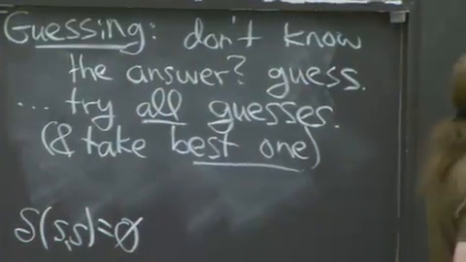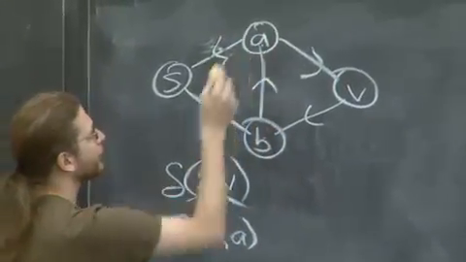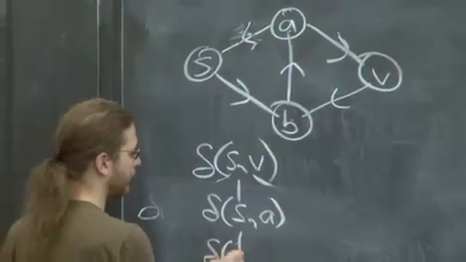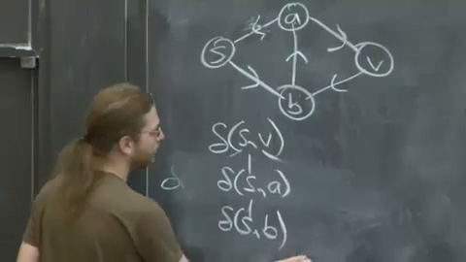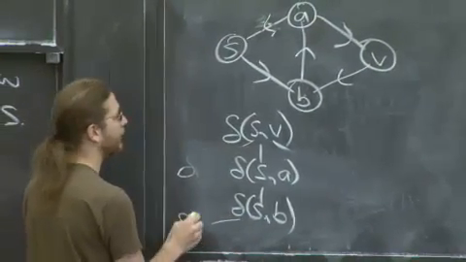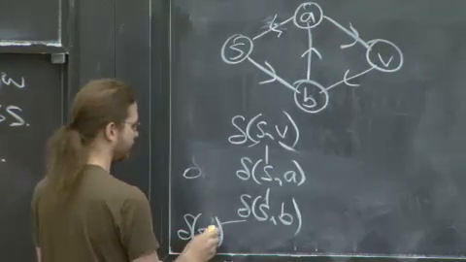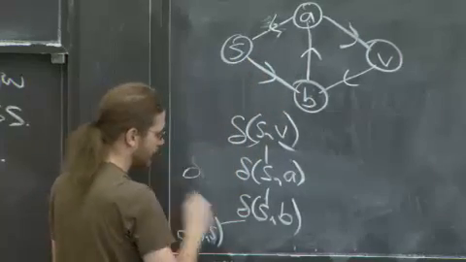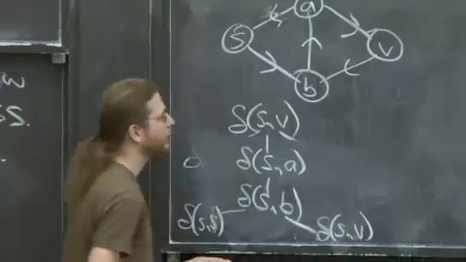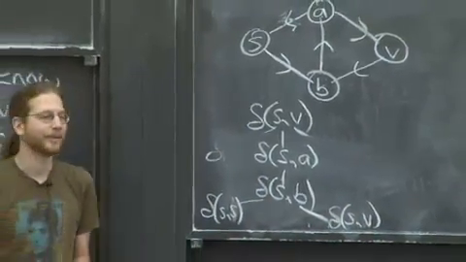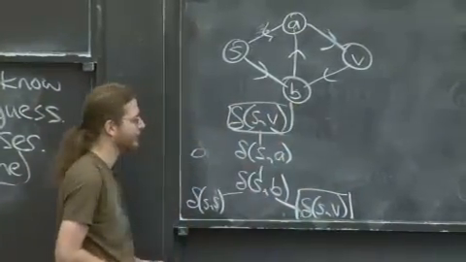OK, delta of s comma a plus the edge. There's some shortest path to a. To compute the shortest path to a, we look at all the incoming edges to a. There's only 1. So delta of s comma b. Now I want to compute the shortest path to b. Well, there's 2 ways to get to b. One of them is delta of s comma s, coming from s. The other way is delta of s comma v. Do you see a problem? Yeah. Delta of s comma v is what we were trying to figure out.